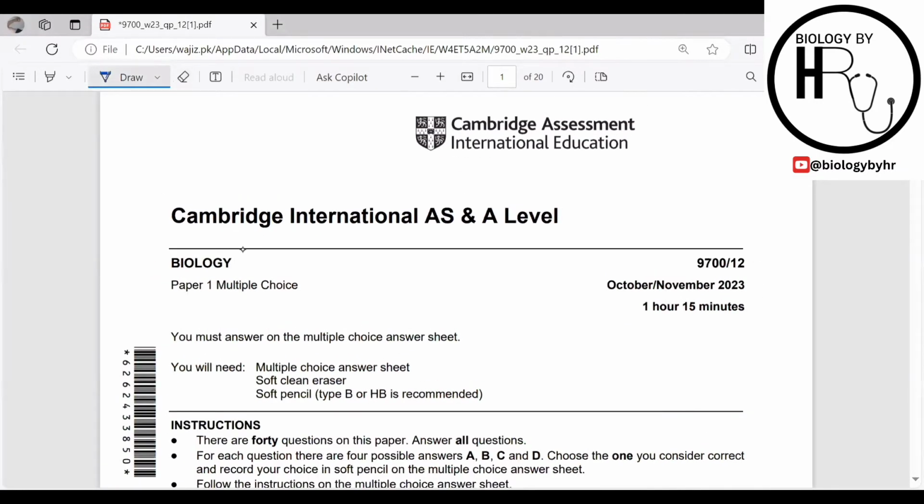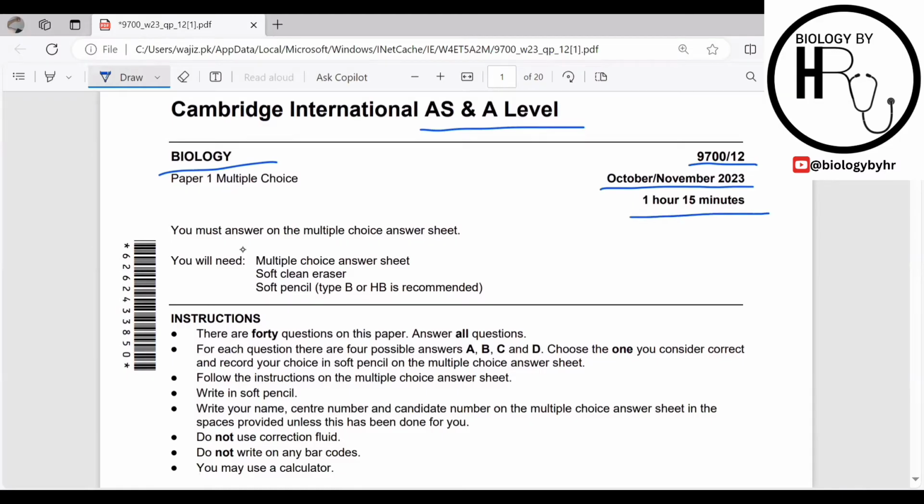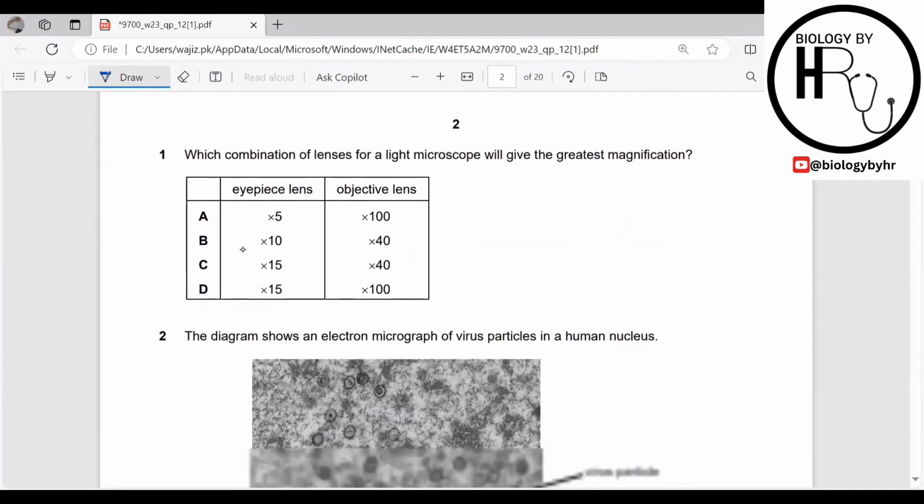Today we are going to look at AS and A level Biology, October/November 2023, Paper 1, variant 2. This is Paper 1 and it is of 1 hour 15 minutes. Let's move on to Question number 1. Let's see what Question number 1 is saying.